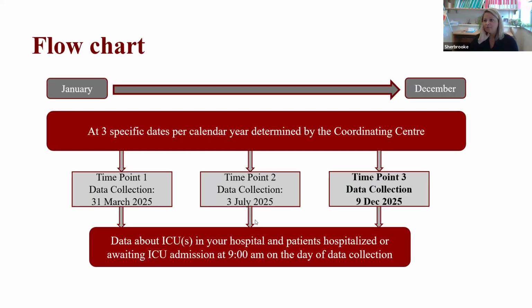So now you see a flow chart of the study. As you know, we sent about 300 inpatients to Canadian hospitals with an acute care ICU. We already had 2 time points, one in March, one in July, and now the last time point of this year is December 9th. So it will be the third time point, and we will collect data about the ICU in your hospital and also patients hospitalized or awaiting ICU admission at 9 a.m. on the day of data collection, which is December 9th.